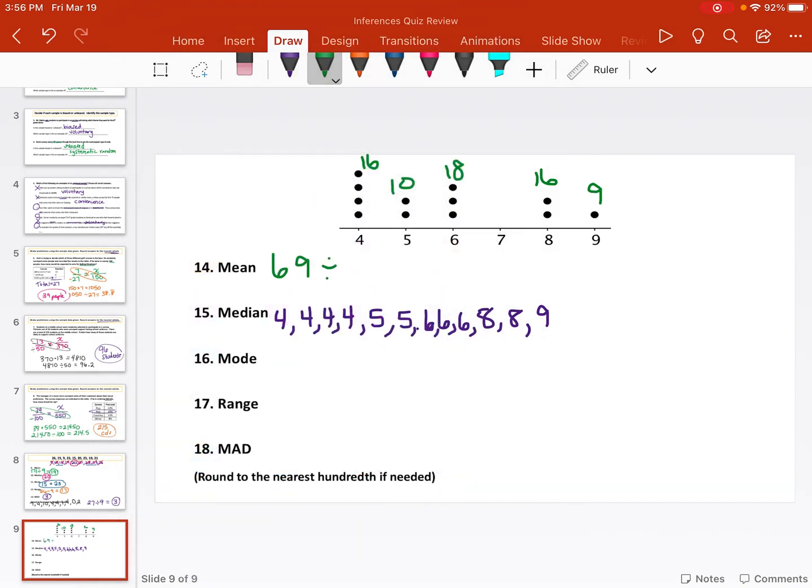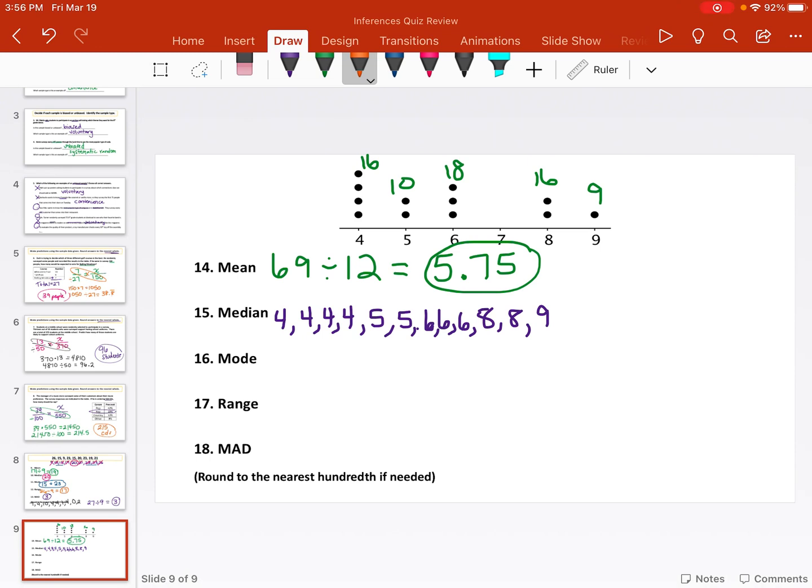Divided by how many there were. 4, 5, 6, 7, 8, 9, 10, 11, 12. There were 12 dots. So 69 divided by 12 gives me 5.75 as my mean.